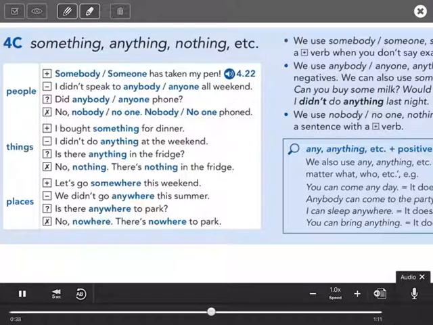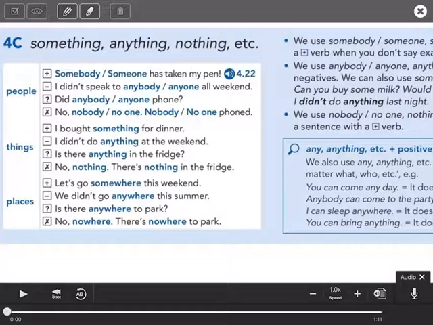Things. I bought something for dinner. I didn't do anything at the weekend. Is there anything in the fridge? No, nothing. There's nothing in the fridge. Places. Let's go somewhere this weekend. We didn't go anywhere this summer. Is there anywhere to park? No, nowhere. There's nowhere to park.